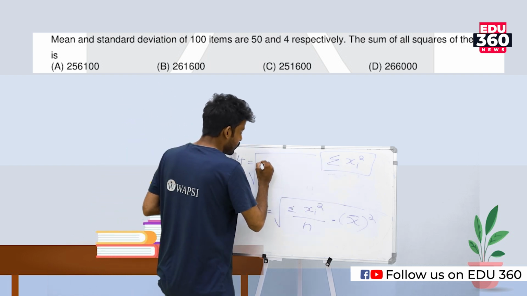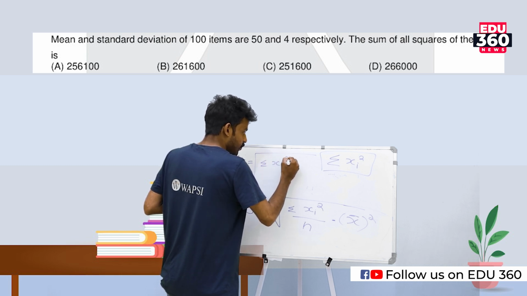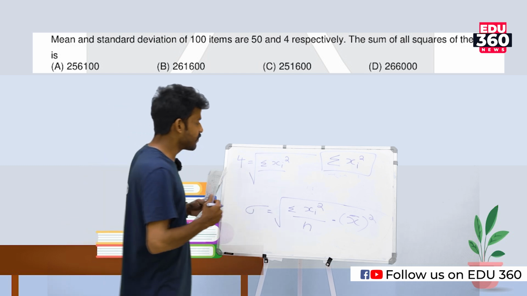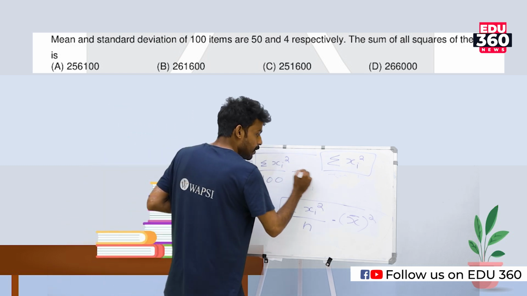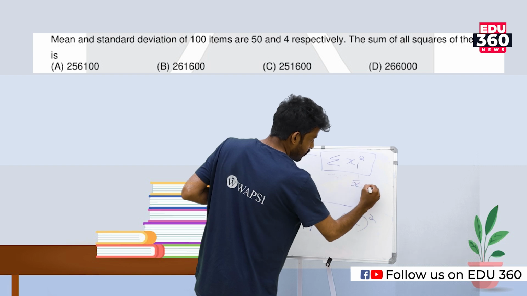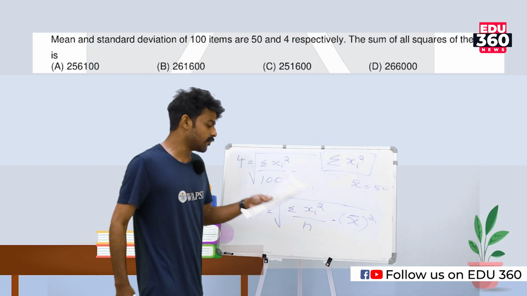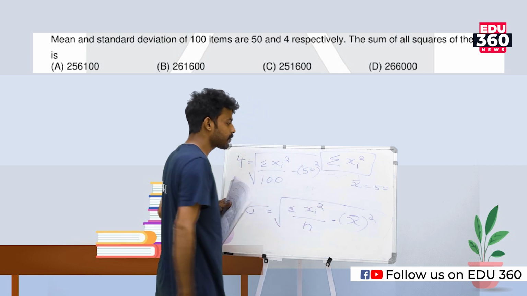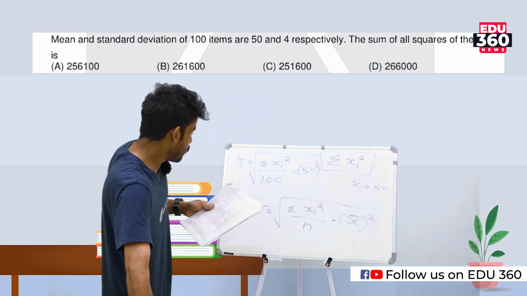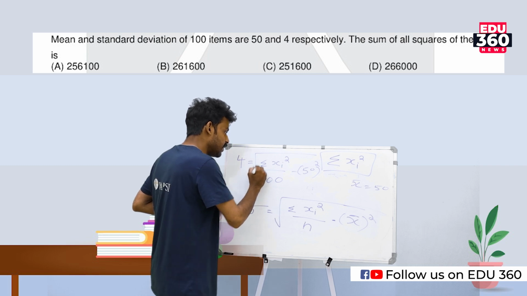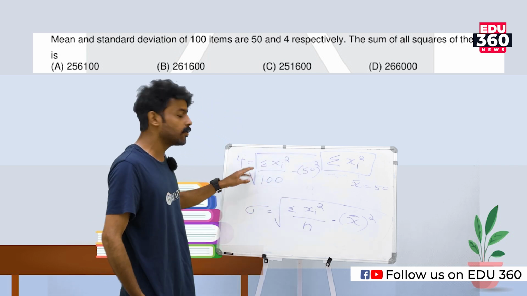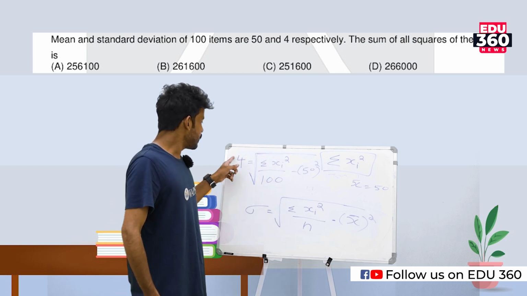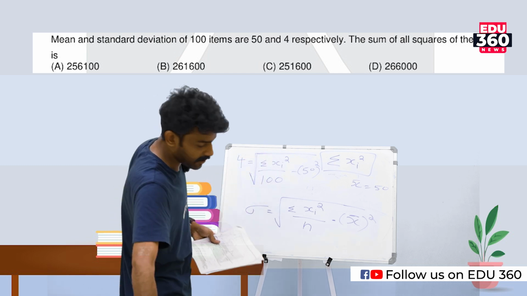So we substitute sigma of xi square, because we don't know the value, we need to find it. N, number of items, is given as 100. Minus x bar, we already mentioned x bar is the mean, so x bar is equal to 50. So 50 square. In the next step, we need to cancel the square root. How can we cancel the square root? We can take squares on both sides. So here it will become 16 and the square root will cancel.